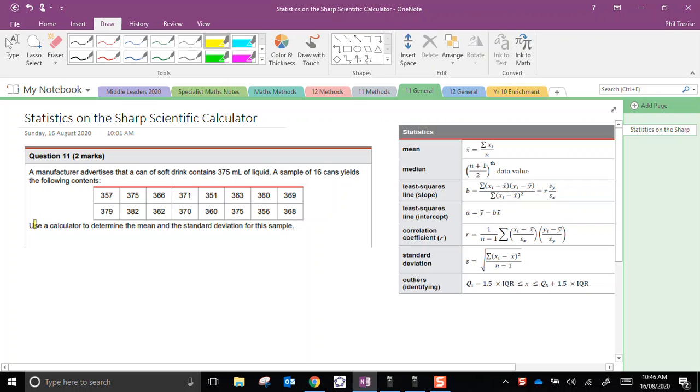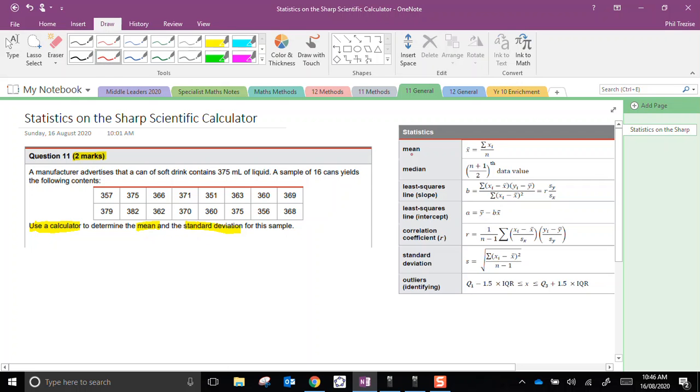So importantly, they say we can use a calculator. That implies that we just need the answers, and we want to find the mean and the standard deviation. So there's two answers required. The question is worth 2 marks. That's another good indicator that we just want answers without much working, because 1 mark for an answer, additional marks would be for working. So what have we got here?